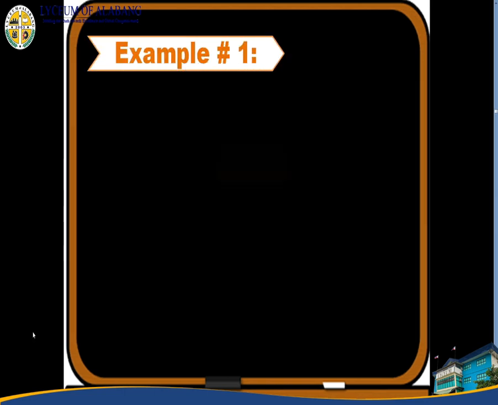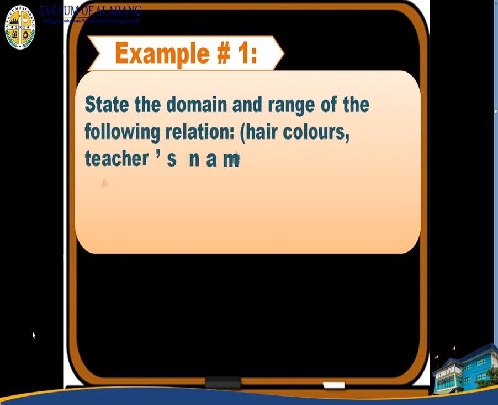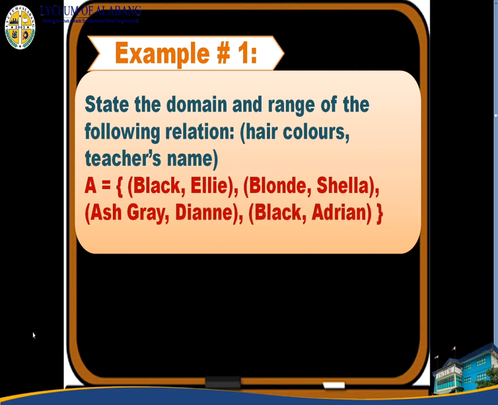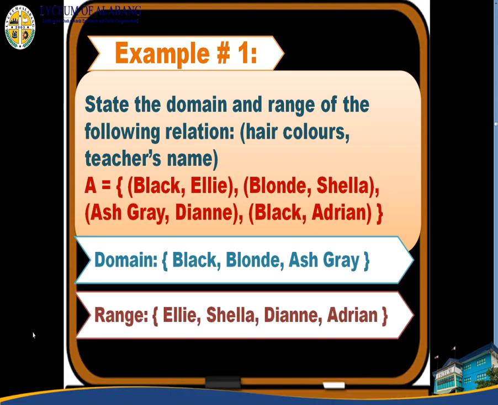Example number 1. State the domain and range of the following relation: hair colors, teacher's name. A is equal to the set of Black and Ellie, Blonde and Sheila, Ash Gray and Diane, Black and Adrian. The domain of this relation is the set of Black, Blonde, Ash Gray. And the range of this relation is the set of Ellie, Sheila, Diane, Adrian.